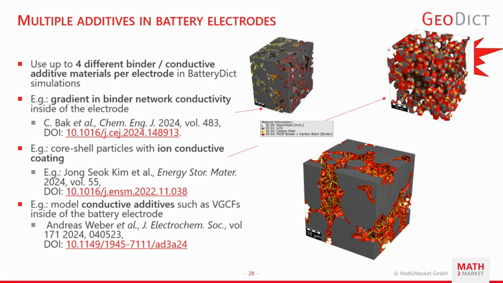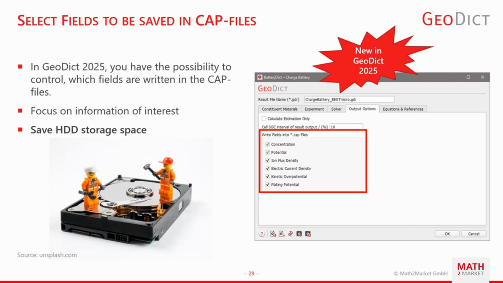Then we have some smaller adjustments. With the new GeoDict 2025, you get full control over which volume fields are written into your result. You can select the different physical properties here in the output tab, and then you can save hard disk space because you only save what you really need.